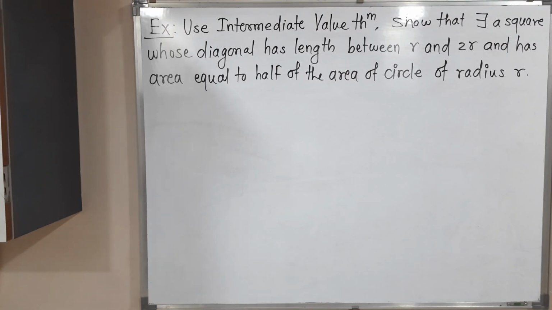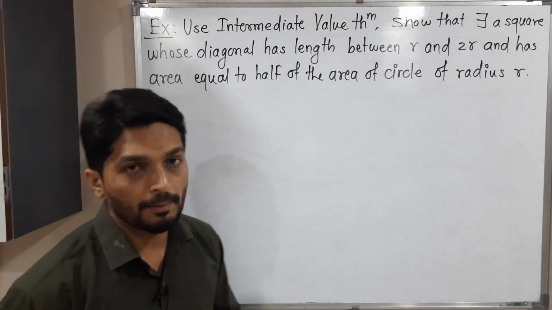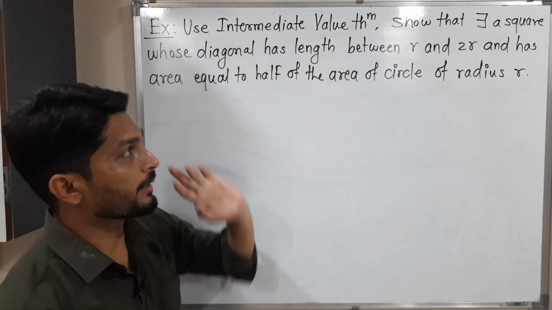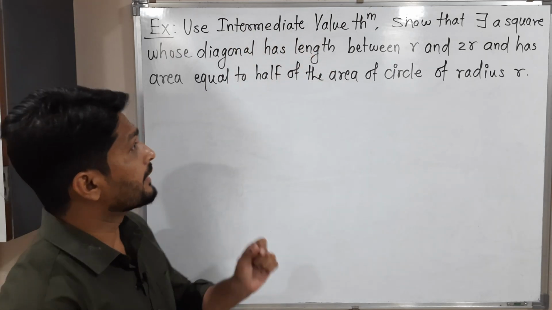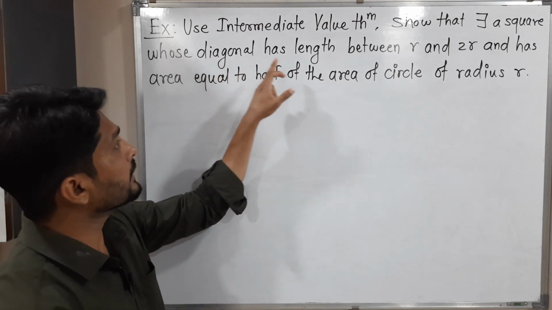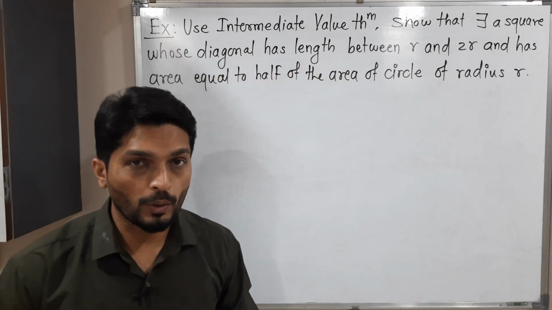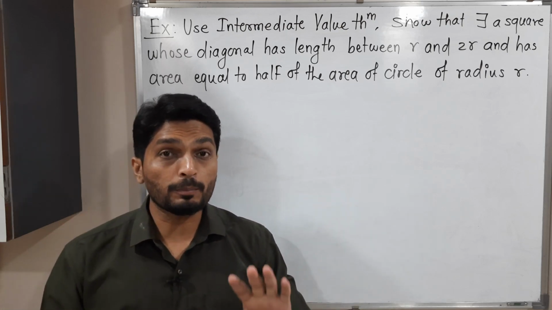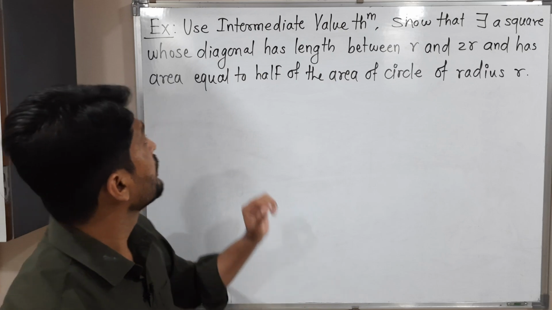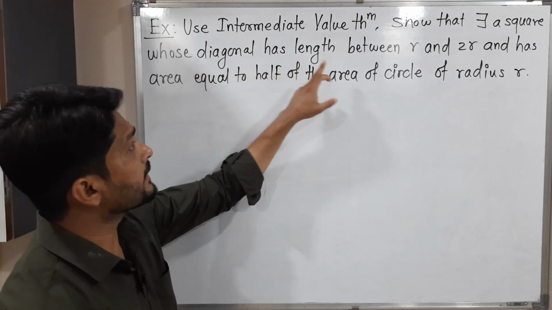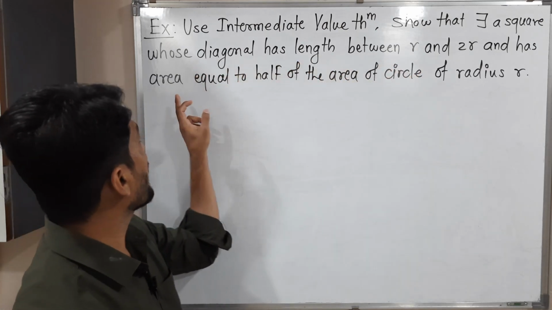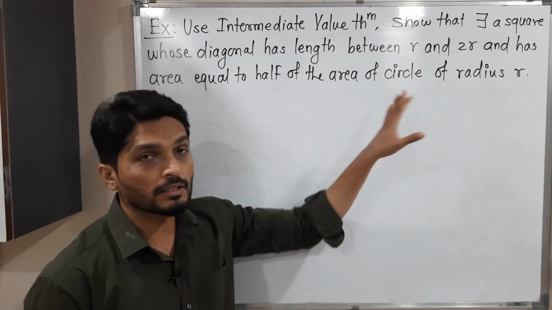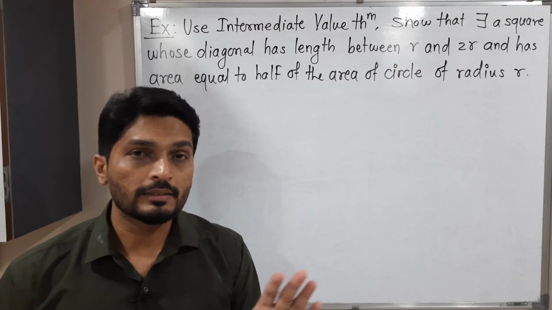Hi everyone, in this video we are going to discuss this example. Using the intermediate value theorem, we have to show that there exists a square whose diagonal has length between r and 2r. Here r is any real number, and we have to prove that there exists a square whose diagonal has length between r and 2r and has area equal to half the area of a circle having radius r.